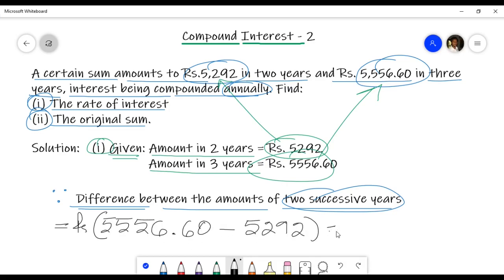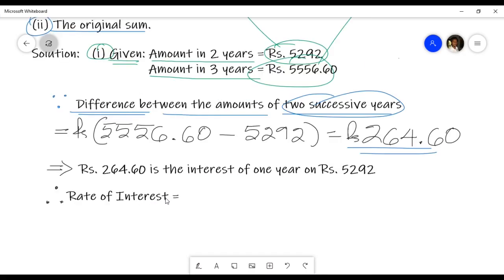After we have placed the values and subtracted, we will get the difference between the amounts of the 2 successive years as rupees 264 and 60 paise. 264 rupees and 60 paise is the difference between the amounts of 2 successive years. The next point: this rupees 264 and 60 paise is the interest of 1 year on rupees 5,292. Okay, keep this in your mind.